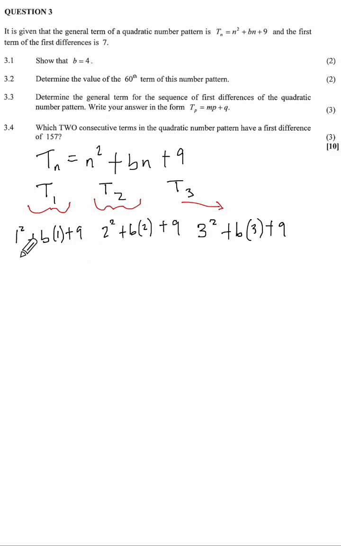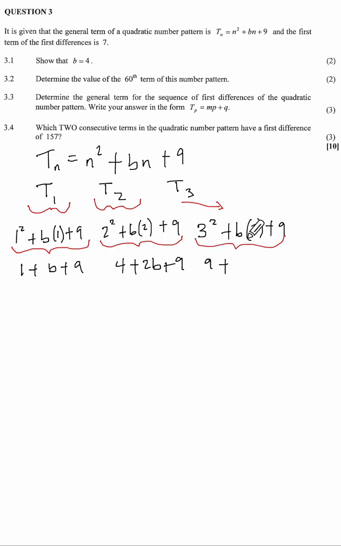So each one, if I work it out, 1 squared is 1, and then b times 1 is b, so it's 1 plus b plus 9, and this one here would give me 2 squared, that's 4, plus b times 2, that's 2b, plus 9 there. And then the third one would be 3 squared, that's 9, plus b times 3, that's 3b, plus 9.